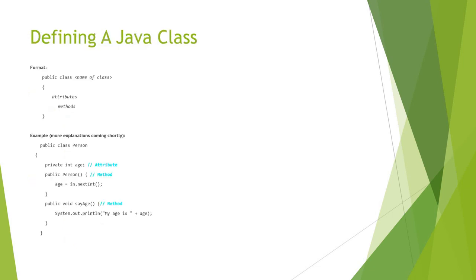So defining a Java class. How to define a Java class here? Public class, the name of the class, and we have some attributes followed by the methods. So how do you create a class? Public class Person. So int age. This is an attribute, age, and we have a method here, setAge. So what is the age of the person? This is a method that is going to set the age of the person, and get the age of the person.